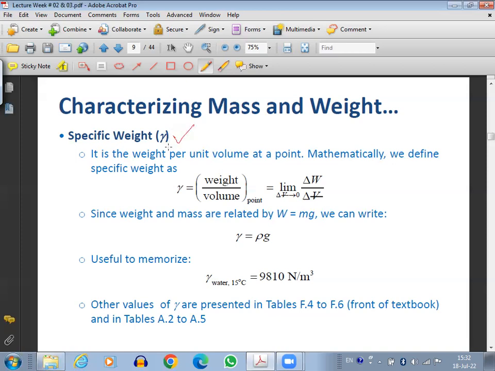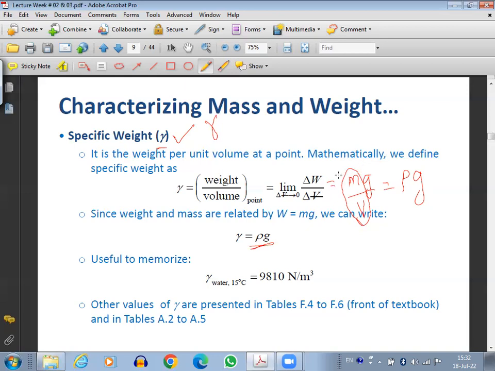So specific weight is denoted by gamma. Okay, this is how we write specific weight, gamma. So gamma is weight over volume, and weight, you know, weight is mg, right? So mg over volume, but mass over volume is density. So we can write it as rho g. So gamma is also written as rho g, right?